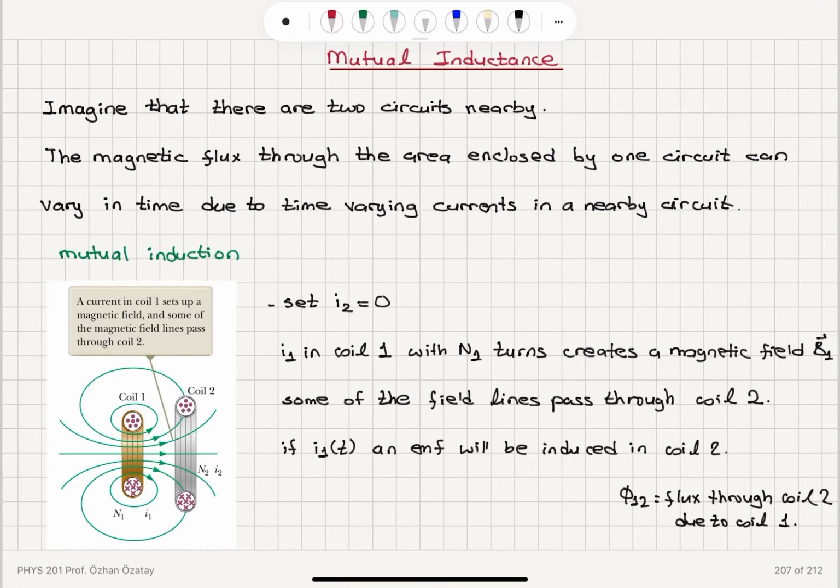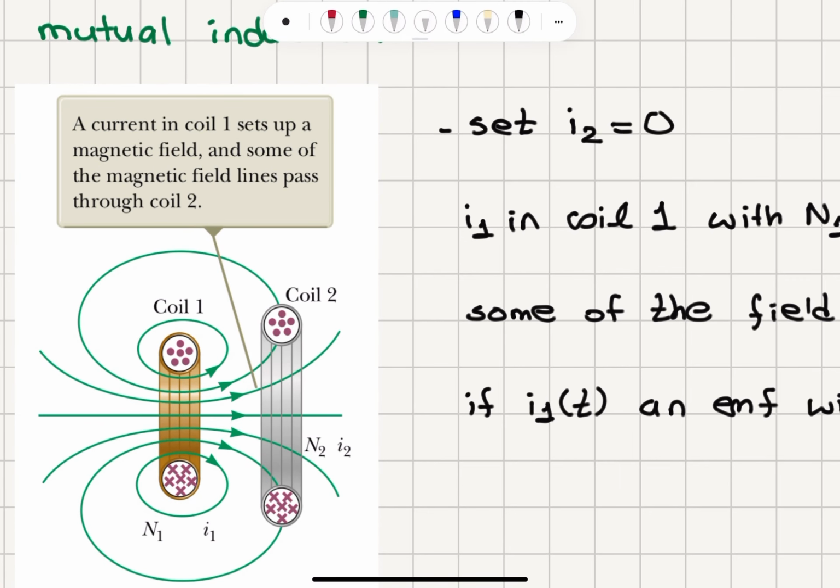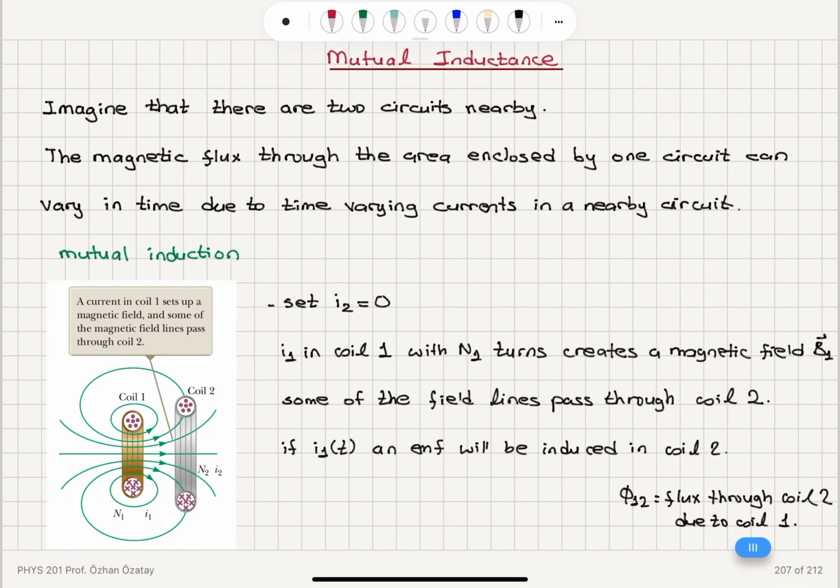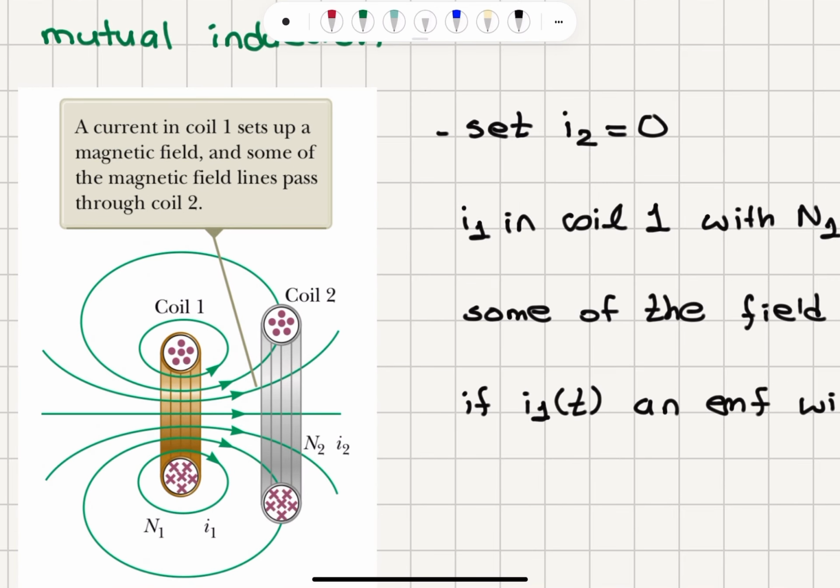Mutual inductance. Now let's say that there are two circuits nearby. So we have coil 1 and coil 2 that are close to each other. The magnetic flux through the area enclosed by one circuit can vary in time due to time-varying currents in a nearby circuit. This is called mutual induction.